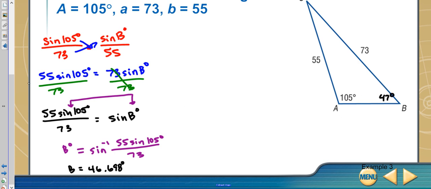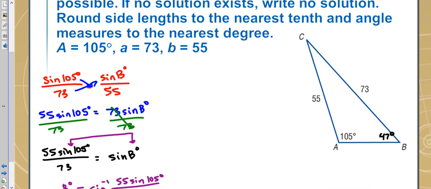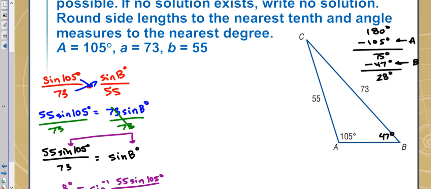Now if angle B is 47, I can now find angle C. So I take my 180 and I subtract the 105, which was angle A, I'm sorry, which leaves me with 75 degrees to work with. Then I subtract the 47 that we just found from angle B. And this gives me, when I subtract that, 28 degrees. That will be our angle C. That is 28 degrees because every triangle has a total of 180 degrees. Now that I know that, I can solve for my missing side length here.